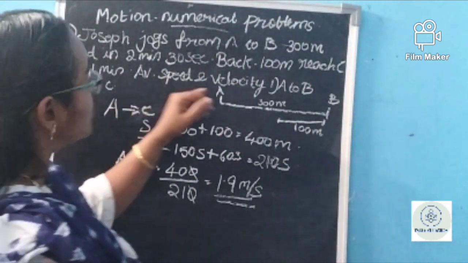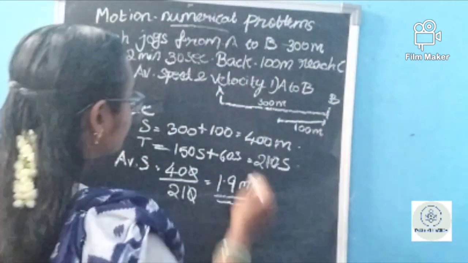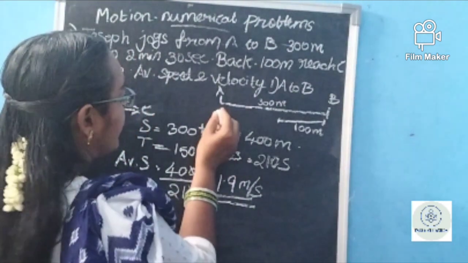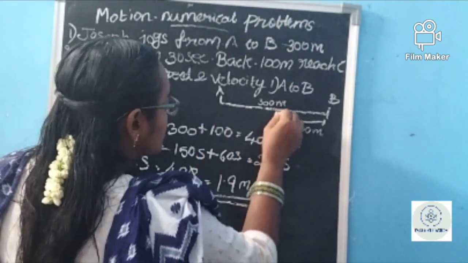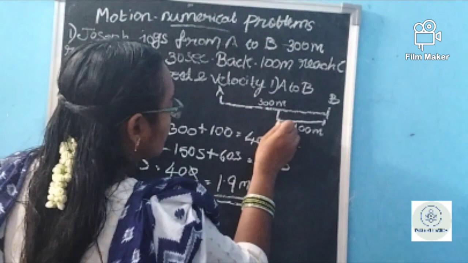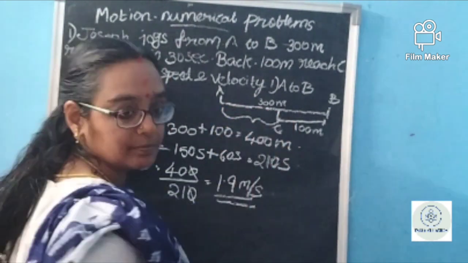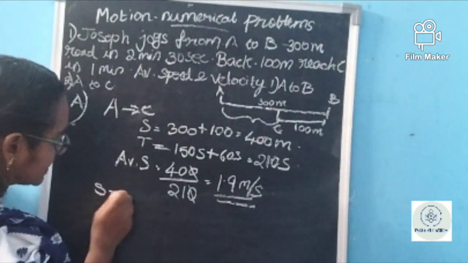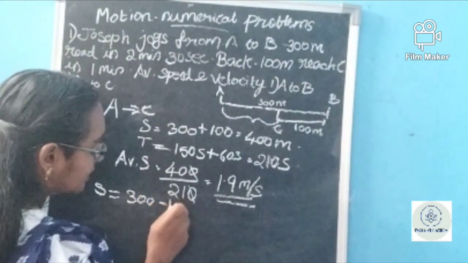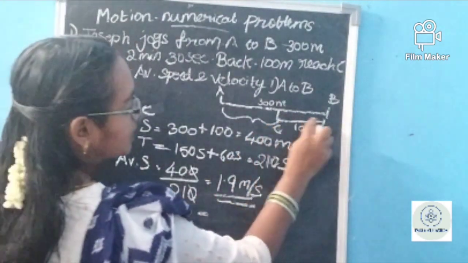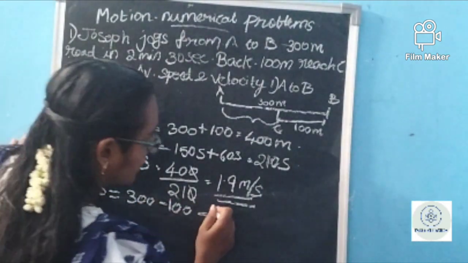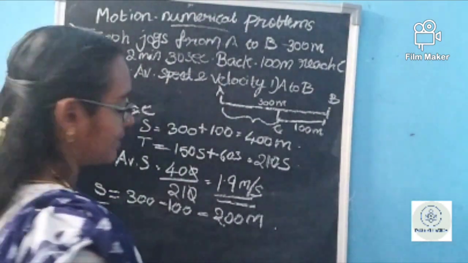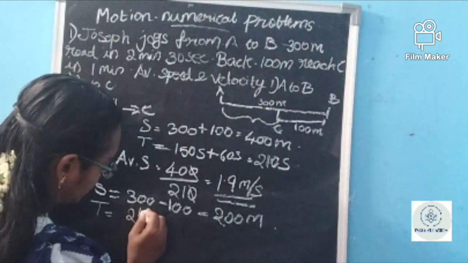What will be the average velocity from A to C? This is displacement divided by time, right? Displacement is the shortest distance. So we have to calculate the distance from this to this. In the case of displacement, S is equal to 300 minus 100, because this much has been cancelled off. So 300 minus 100 is equal to 200 meter. And time we can't subtract, so time is again 210 seconds.